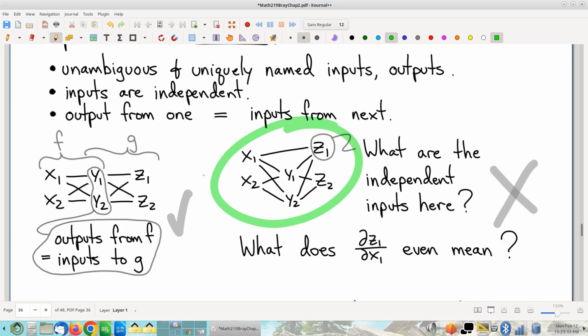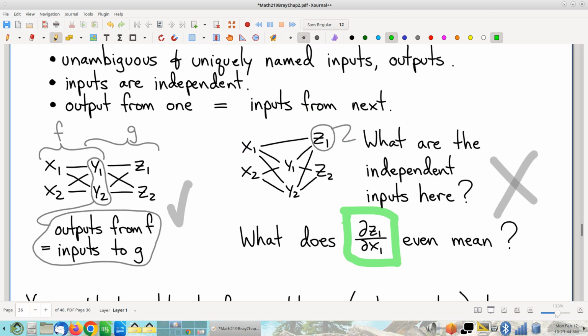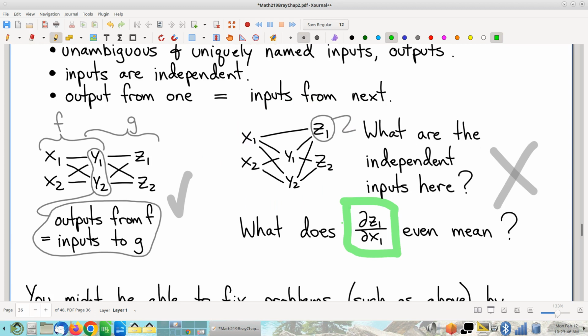And I point out there are some real nasty problems involved here. For example, what in the world does this right here, partial of z1 with respect to x1, even mean? Let me choose a better color for one thing. But partial of z1 with respect to x1. Okay, well, z1, here it is. It's a function of, oh gosh, what's it a function of? You see the problem already, probably.